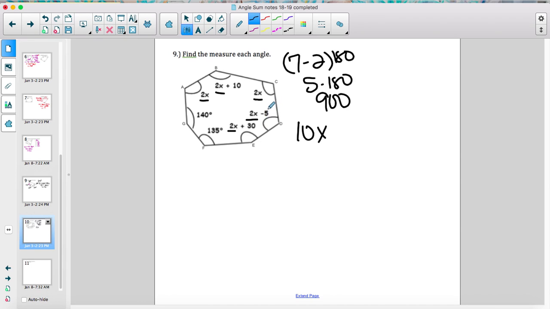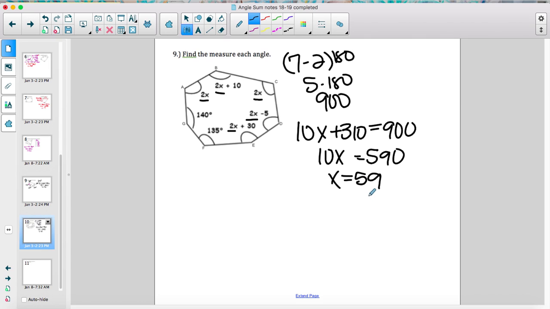Now we're going to be careful here on this constant. So we have 10 and a negative 5, and that leaves us with 5 plus 30 plus 35 plus 40. We need to add up all those constants, and that puts us at 310. So 10x plus 310 equals 900. Subtract 310 from both sides. We have 10x equals 590. Divide both sides by 10. The value of x is 59.